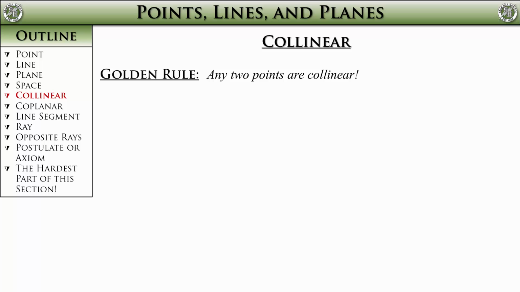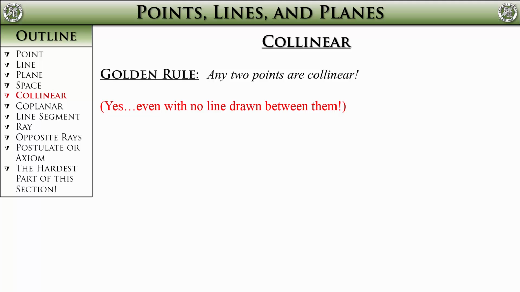Now we get to our first golden rule for the year. Any 2 points are collinear. Even with no actual line drawn between them, they are still collinear. Imagine 2 points. No matter where they are or how far apart they are, you should be able to imagine that you could have a line drawn between them.